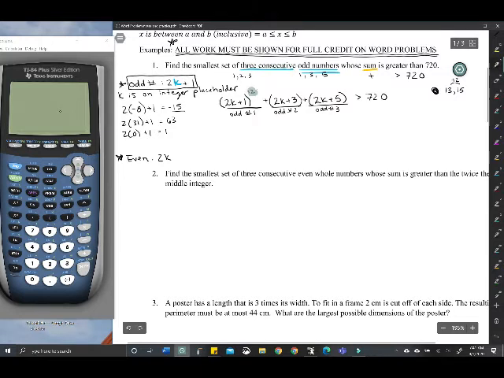Okay? Now, I promise this is easy once you get that down. I know that was scary, but from here on out, it's easy peasy. What we'll do is just add like terms. 2k's, that's 6k plus 9 and greater than 720. All right. Solve for k.